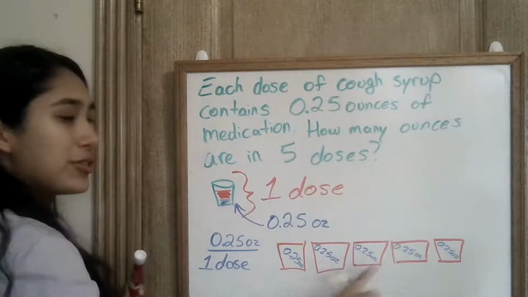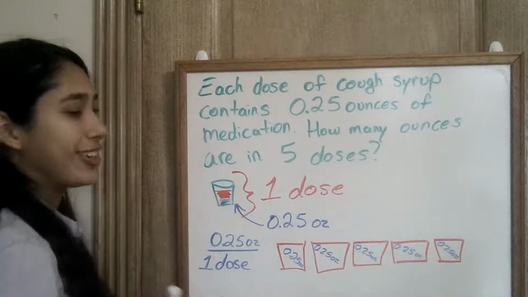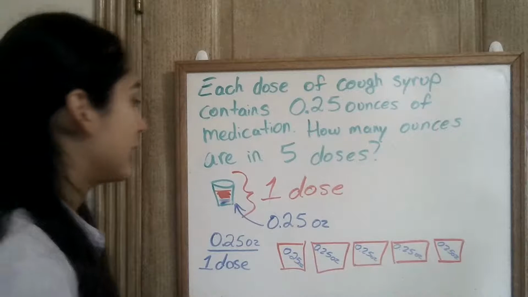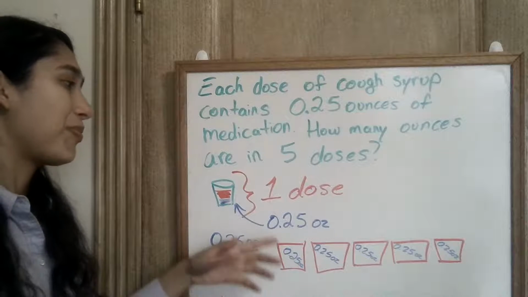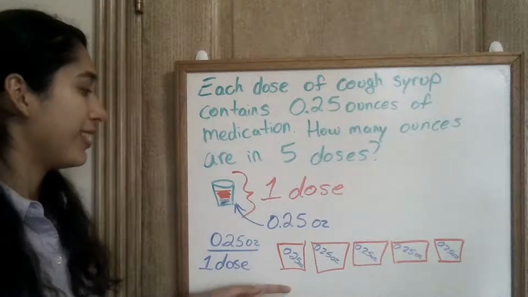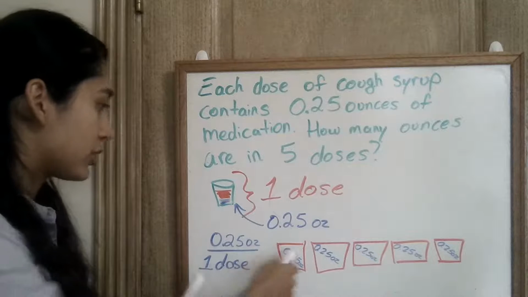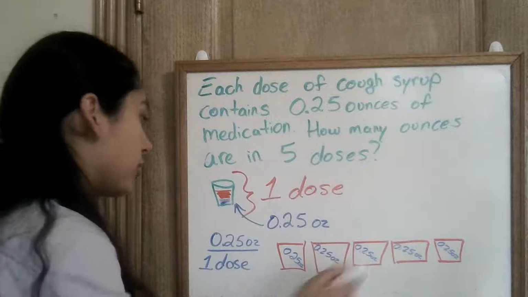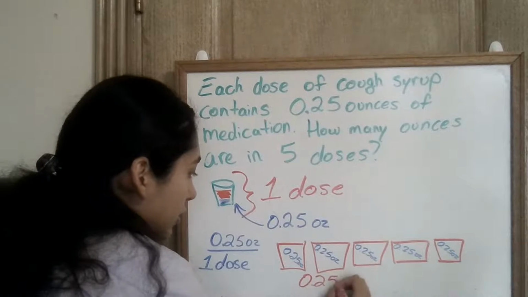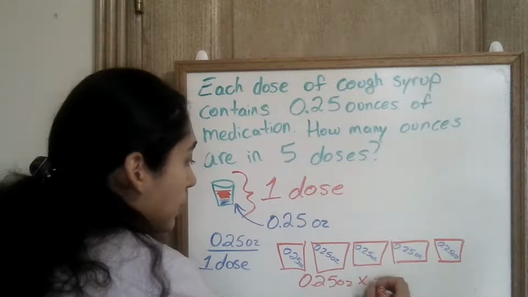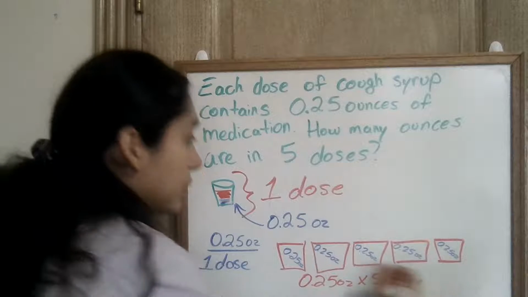So we can just add 0.25 ounces 5 times, and we can be truly sure it is correct. But let's say you're dealing with like 48 doses, you might not have the time to draw 48 little cough syrups. So for the sake of argument, let's go ahead and simplify this. We know that 0.25 ounces right here is going to have to be multiplied by the 5 doses, because we have 5 little cups.